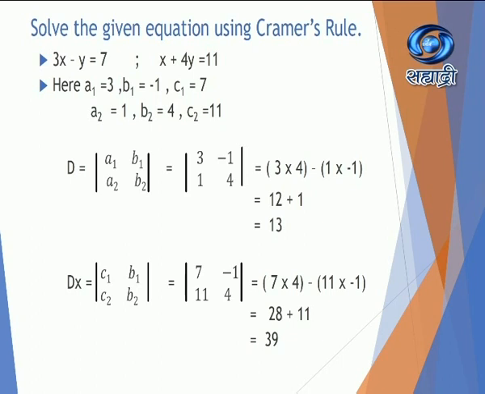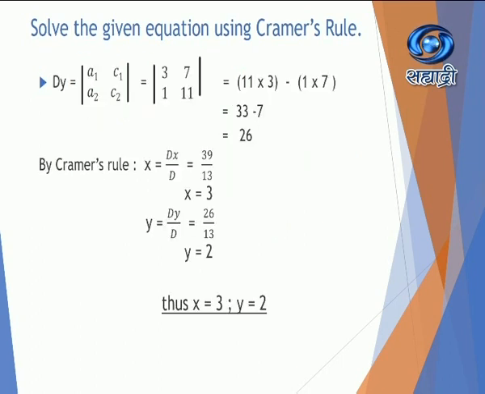Now let us find out the value for Dy. Here it is Dy, a1 c1 a2 c2, which is equal to 3, 7, 1, 11. Cross multiply, 11 multiplied by 3 minus 1 multiplied by 7. So 33 minus 7, the answer is 26.